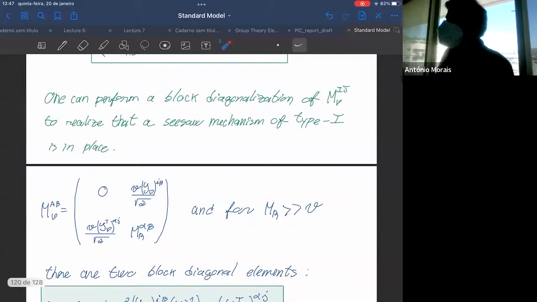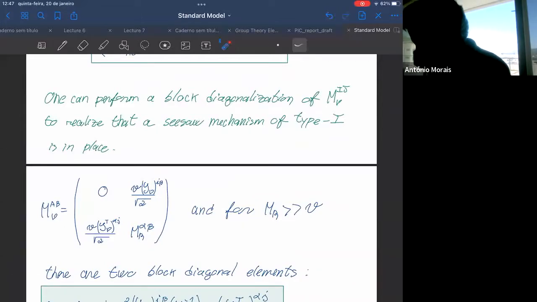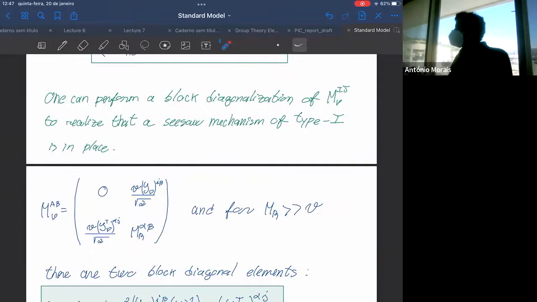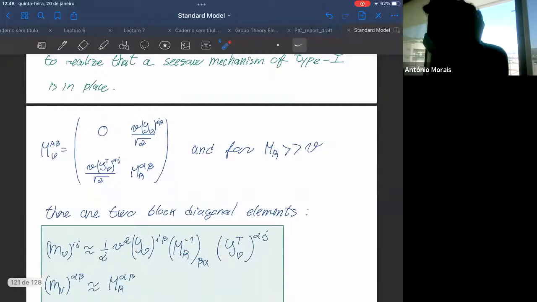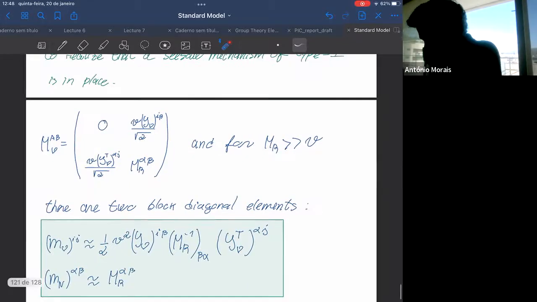And now let's take the following approach. Let's say that this M_R is much bigger than v. And being much bigger than v can be 1 TeV already. It doesn't have to be GUT scale or Planck scale. It's another scale above the electroweak scale. It can be one order of magnitude above, and that's already enough to say this is much bigger. This is easy to do when you have actually a 2x2 one, so you calculate the eigenvalues of this and it comes automatically.